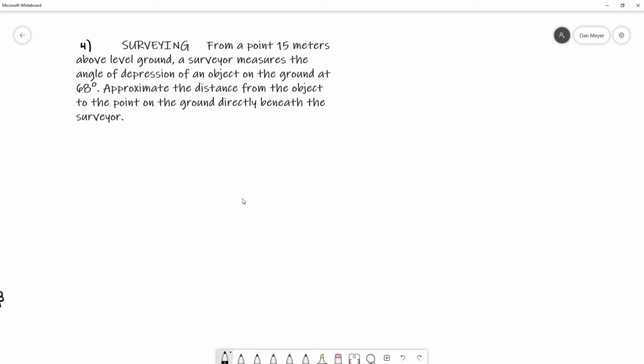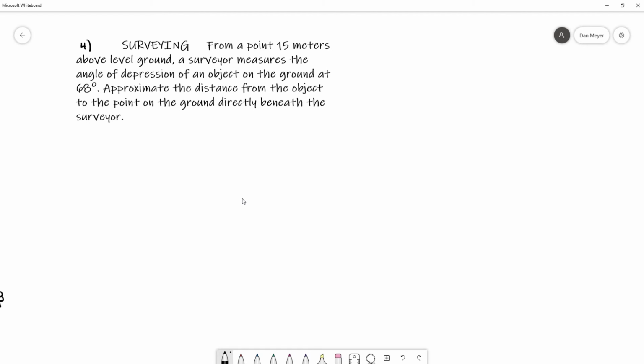So let's dig into some of these. We have first a surveying question. It says, from a point 15 meters above level ground, a surveyor measures the angle of depression of an object on the ground at 68 degrees. Approximate the distance from the object to the point on the ground directly beneath the surveyor.